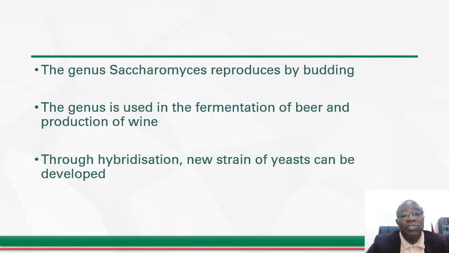The genus is used in the fermentation of beer and production of wine. So Saccharomyces is used in breweries as well as in the production of wine. Then we use some types of yeast also in bakery, to raise the flour during the baking process. And through hybridization, we can form new yeast, or a new strain of yeast can develop through hybridization.